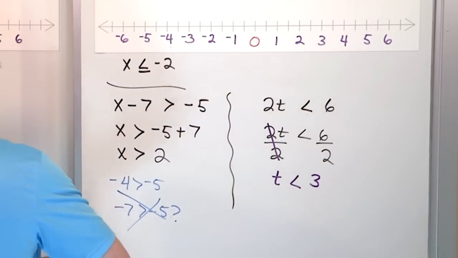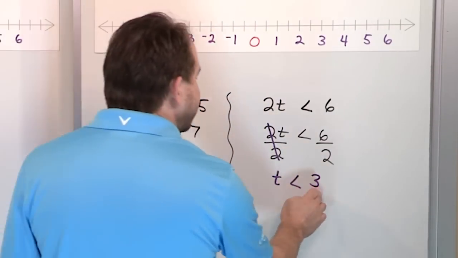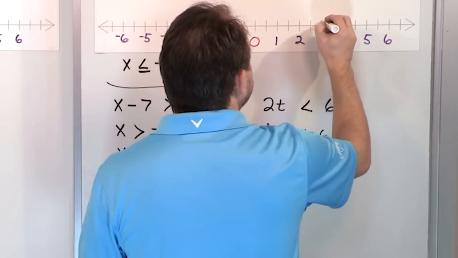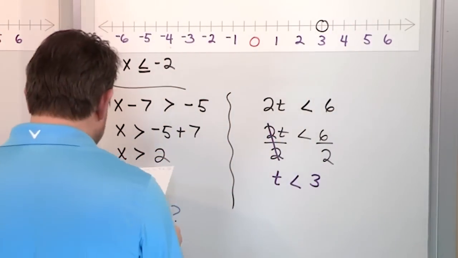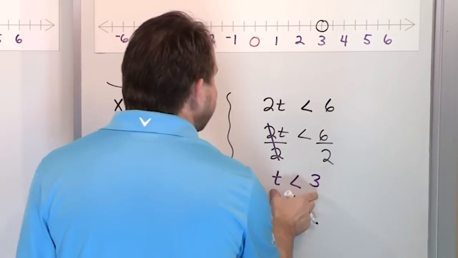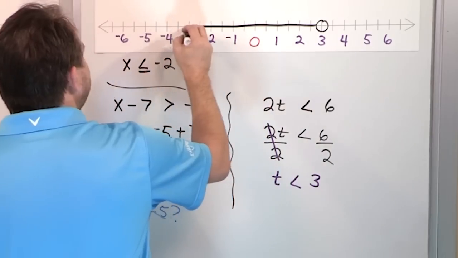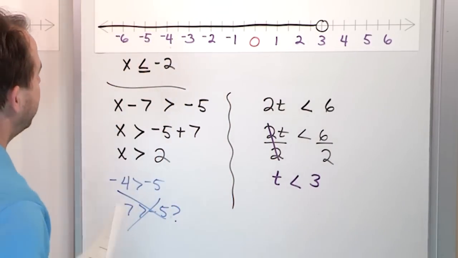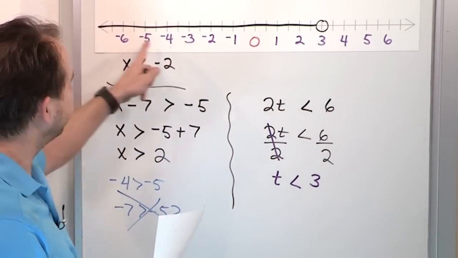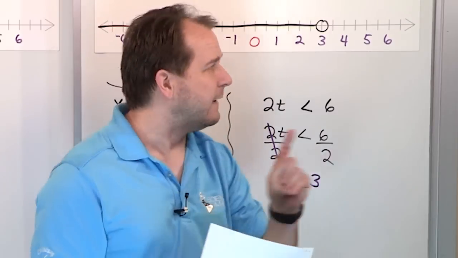So if I wanted to graph this, I'd have to find the number 3, which is over here. I'd have to put an open circle because it's not less than or equal to. It's just less than. And then all numbers to the left of 3. So I would go to my graph here and shade everything to the left. Any of these numbers to the left of 3, but not including 3, would work.